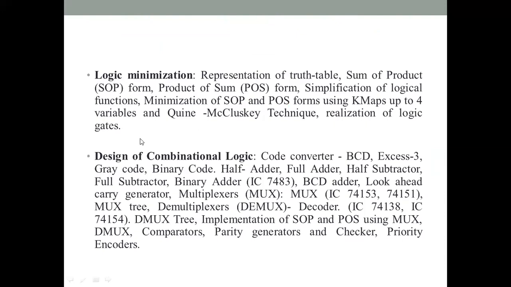So we are having 2 important parts: the logic minimization part and the design of the combinational logic. What terms are included in the logic minimization? First is the representation of the truth table. In the practical sessions, I already taught you the representations of the truth table, the universal gates and the basic gates, so this part will be done. Then sum of product, that will be called the SOP form. Product of sum will be represented in the POS form.